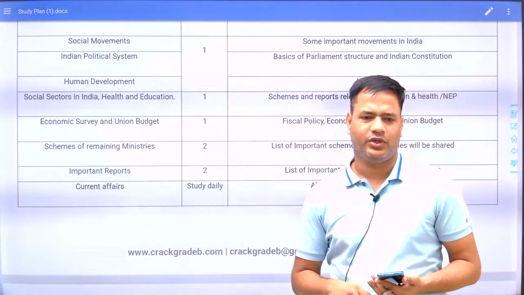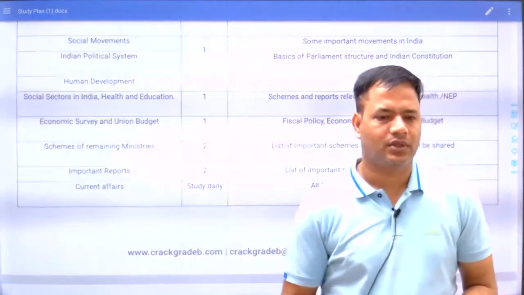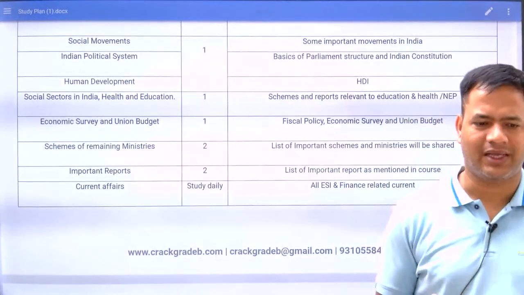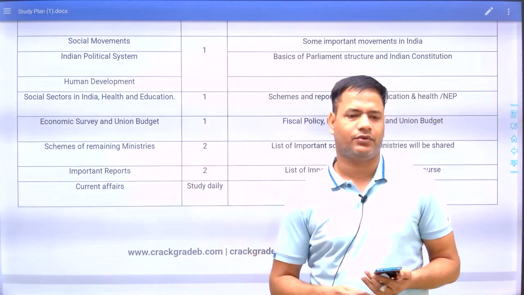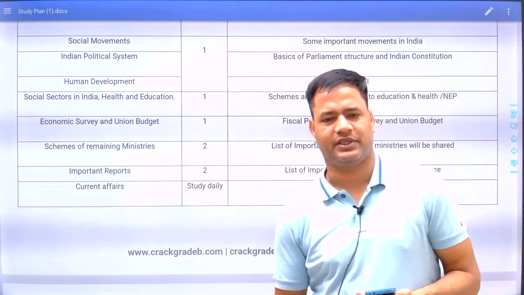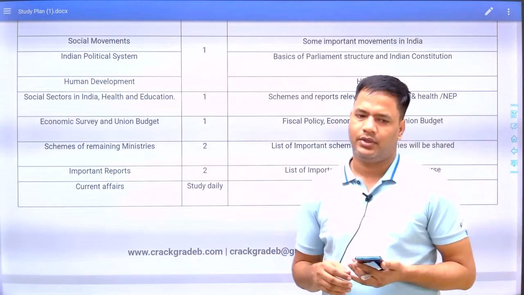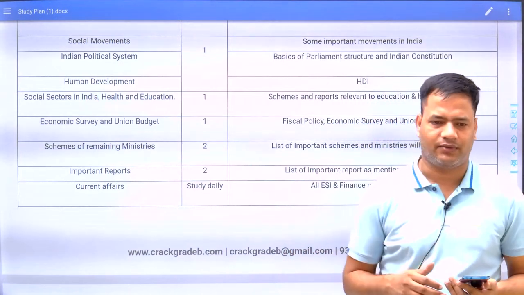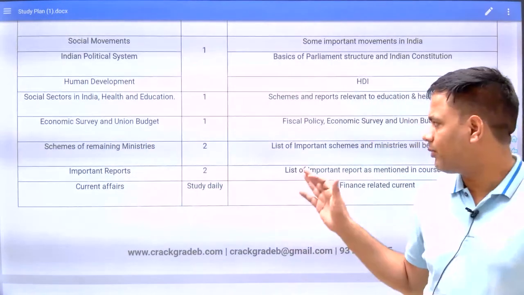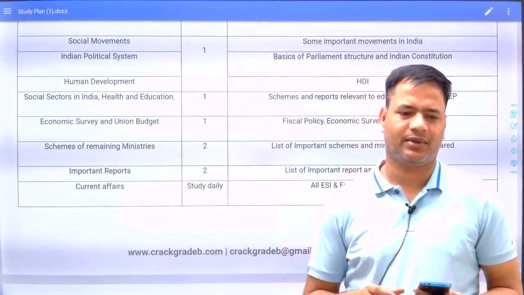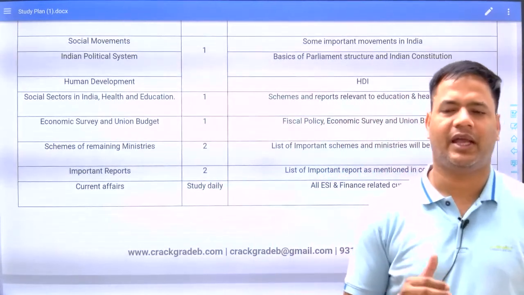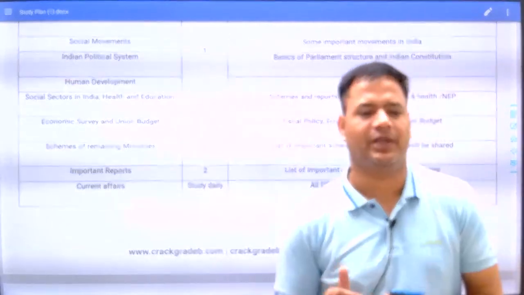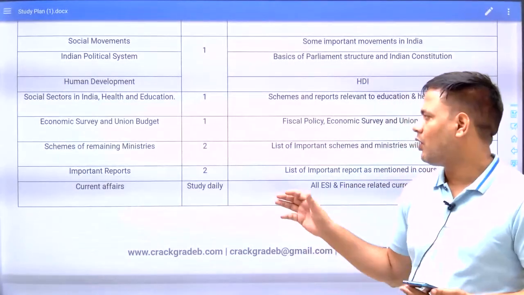Next is the Economic Survey and Union Budget. These are very important. In the last 3 years they have not asked many questions from the Economic Survey, but in 2017 I think there were a number of questions directly from the Economic Survey in the phase one exam, so we cannot skip it. In the Economic Survey you can skip some chapters, but focus on agriculture data, food processing data, MSME, export-import and GDP data. All other things you can skip, but these are the important topics.